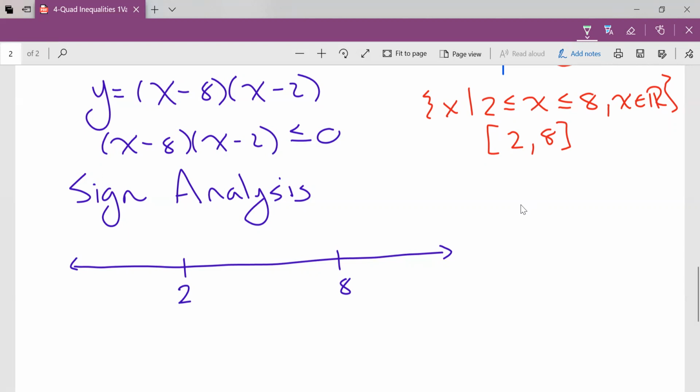I'm going to pick a number between 2 and 8, and I'm going to pick a number larger than 8. Any number in the world that I want. Okay, I'm going to choose as easy numbers as I can. I'm going to choose over here x is equal to 0. I'm going to choose something in between 2 and 8. I don't know, how about 5?